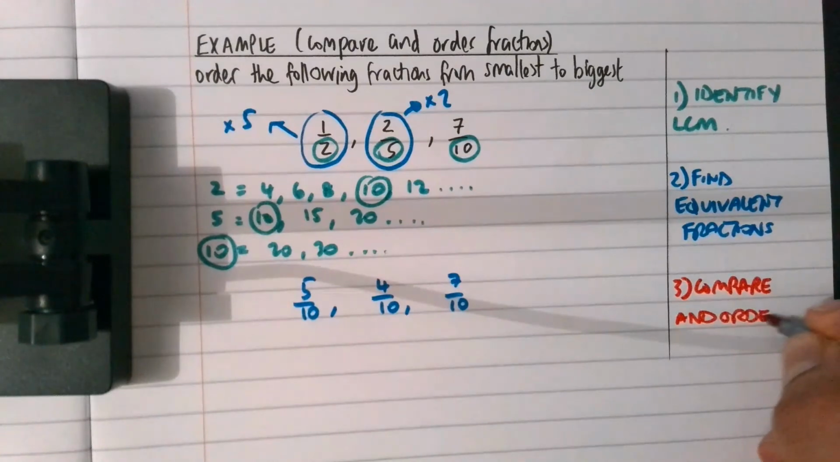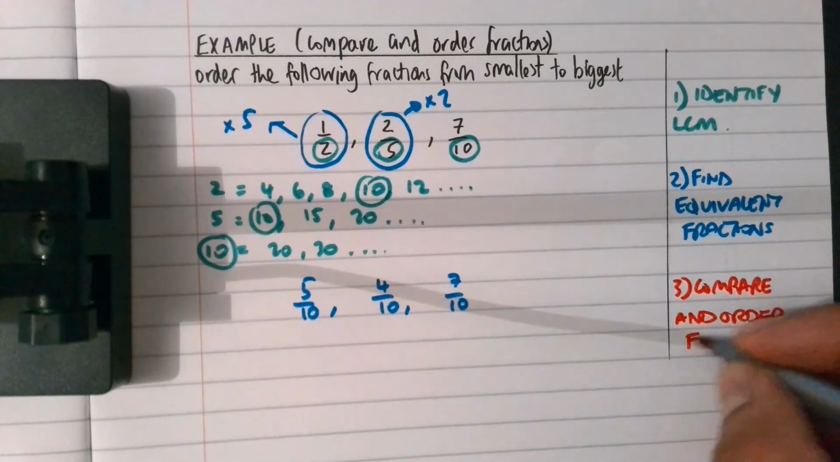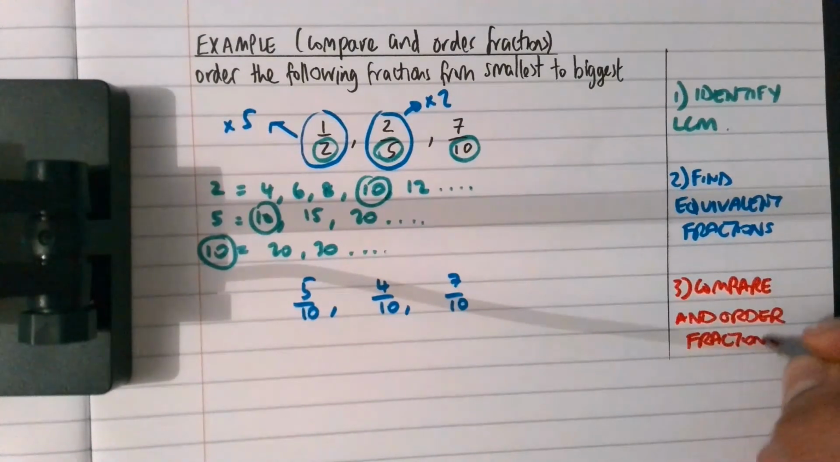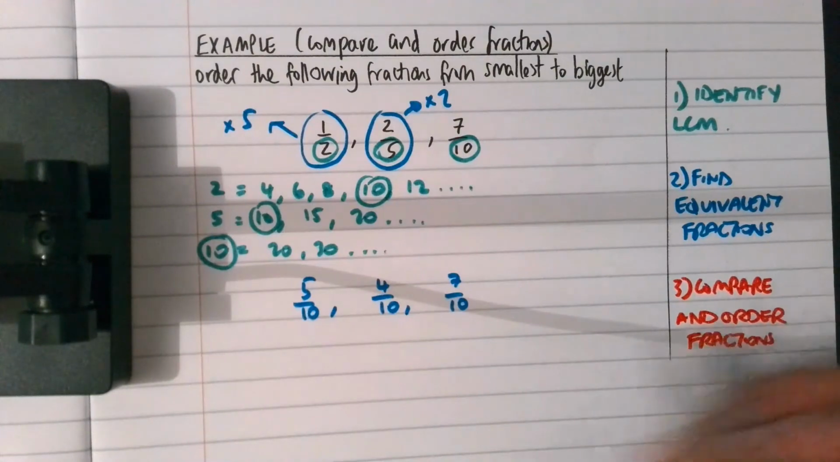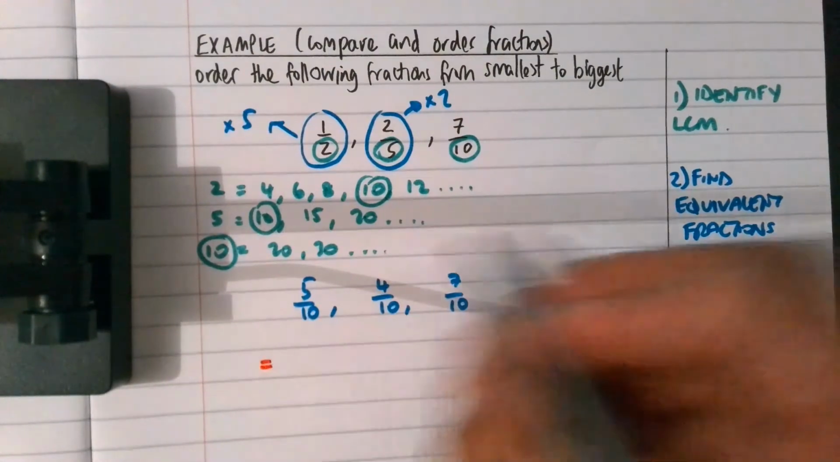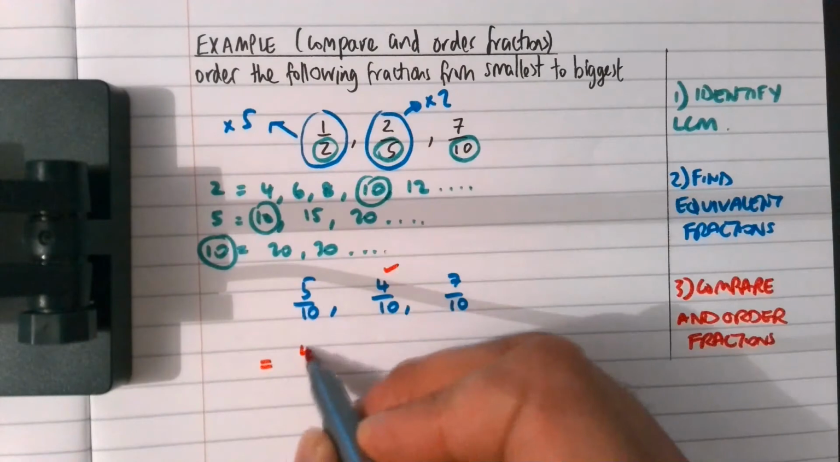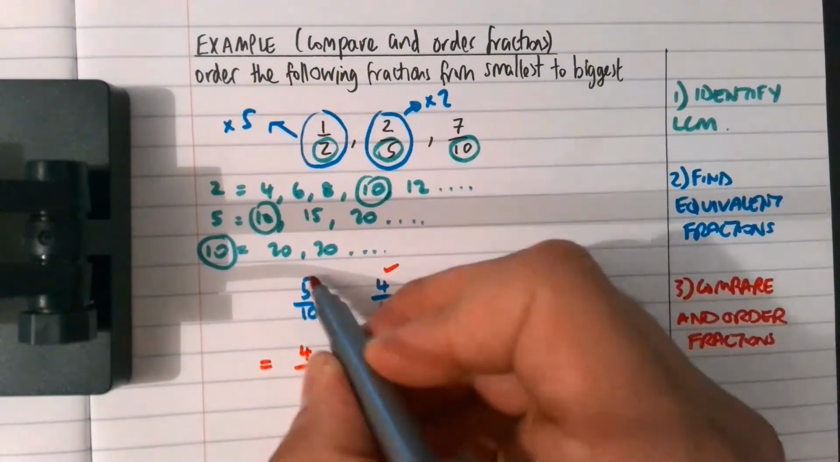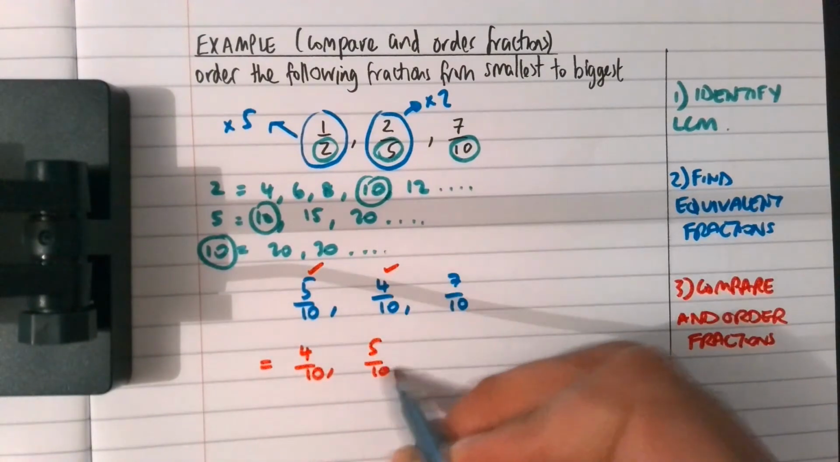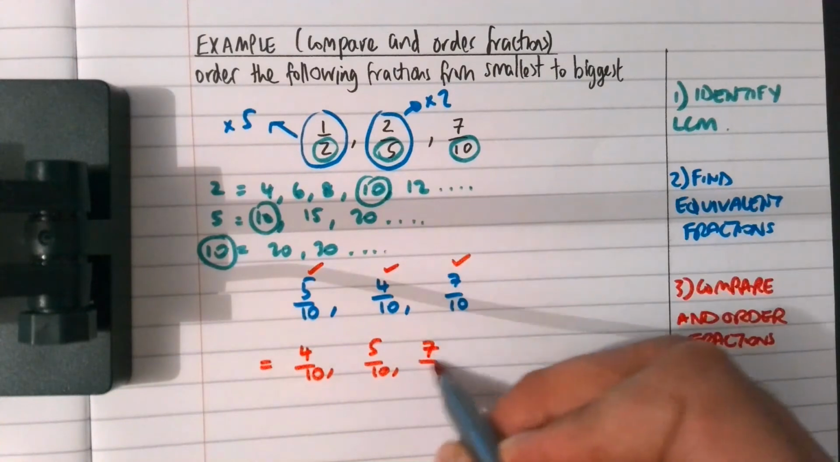And comparing the top number, the numerator, will allow us to order them. We can order them because all the denominators are the same. All the fractions are being measured by the same denominator. So 4/10, 5/10 and 7/10. That will be the order from smallest to biggest.